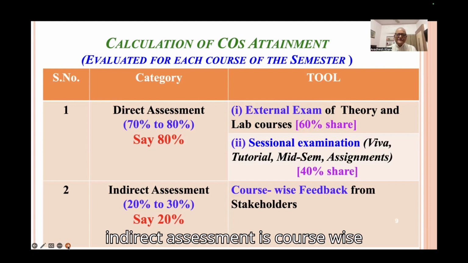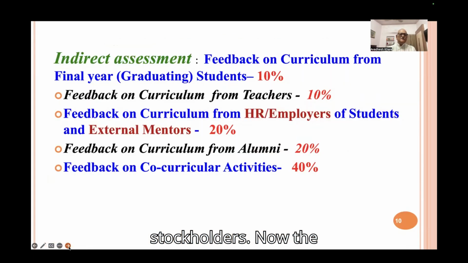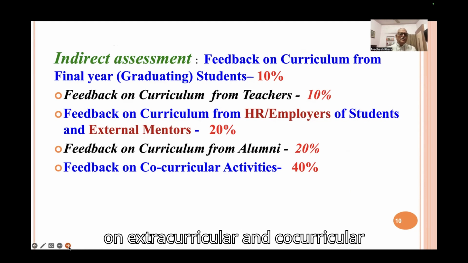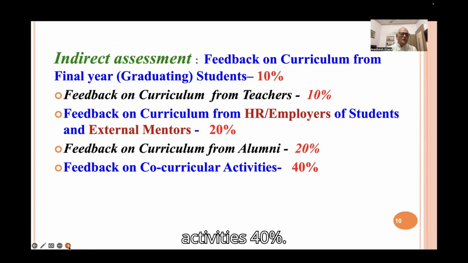The indirect assessment is course-wise feedback assessment from various stakeholders. Now, the indirect assessment I'll talk about. The feedback from graduating students has 10% weightage. Feedback from teachers, 10%. Feedback from HR, employers, external mentors, 20%. Feedback from alumni, 20%. And feedback on extracurricular and co-curricular activities, 40%.